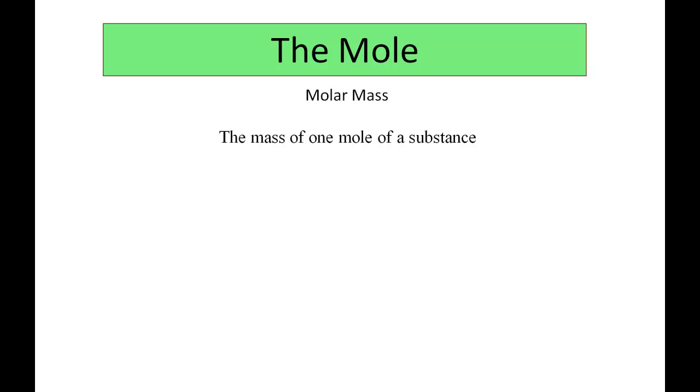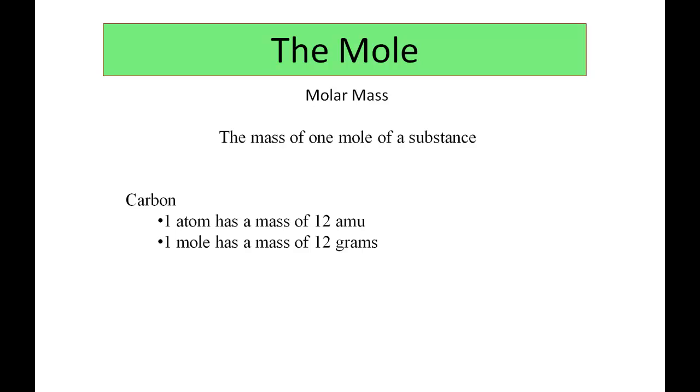To continue on with our calculations using the mole, we're going to learn about molar mass. Essentially, this is the mass of 1 mole of a substance, no matter what that substance is. Remember how we had carbon on the periodic table, and we found out that one atom has a mass of 12 AMU. And then we saw that essentially 1 mole of carbon has a mass of 12 grams. Notice that an atom that weighs 12 AMU, a mole has a mass of 12 grams. So it gives us a correlation.